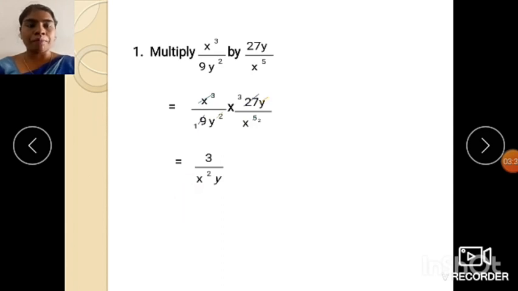Next, in the numerator I have y and in the denominator I have y square. y square has the greatest degree, so when I cancel y from y square, the remaining value will be y. So the result in the lowest form is 3 by x square y. First we multiply the numerators and denominators and then reduce to the lowest form.